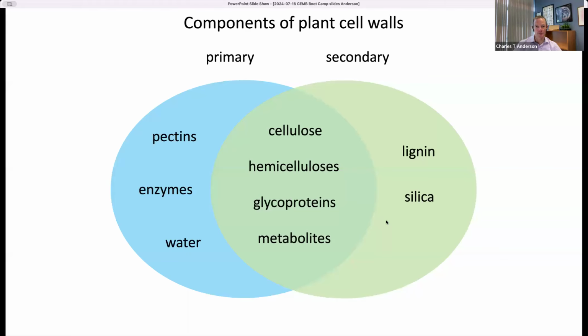So when we think about these primary and secondary cell walls, we can categorize the components of them. Some are common to both primary and secondary cell walls. So I'm going to introduce these in more detail in just a minute. But we can think of cellulose as being one of the most important parts of the plant cell wall. Hemicelluloses, glycoproteins, and metabolites. Primary cell walls are often enriched in another form of polysaccharide called pectins. We have enzymes and a whole lot of water in primary cell walls, whereas secondary cell walls also contain two compounds called lignin and silica. And this lignin and silica is thought to strengthen the secondary cell wall and support upright growth in plants.